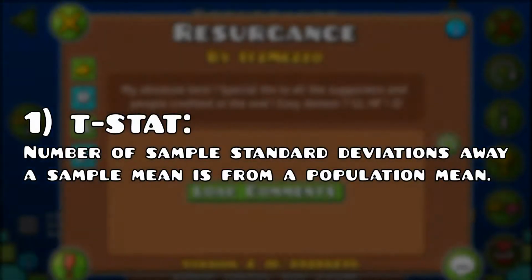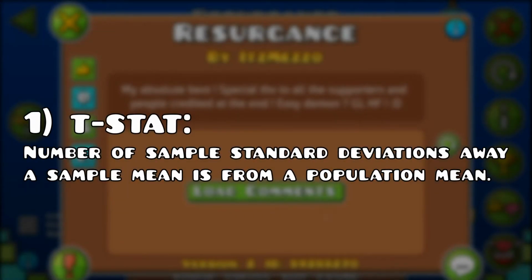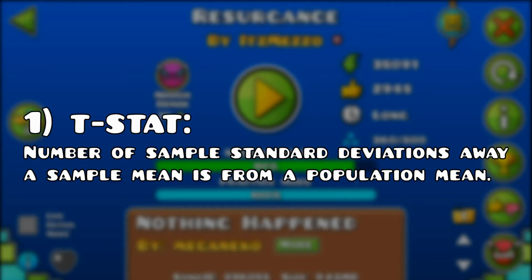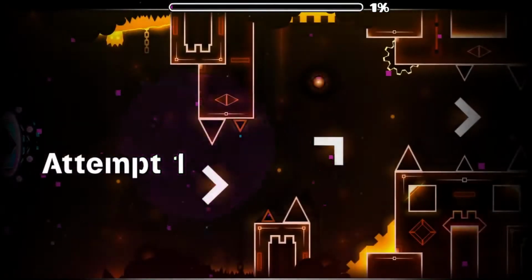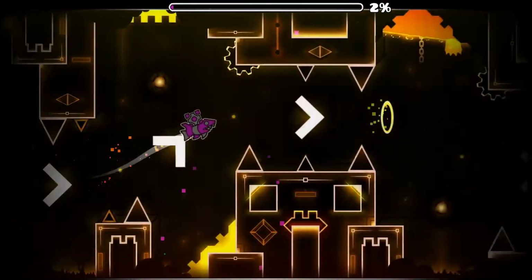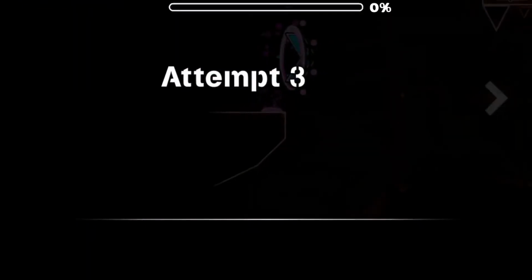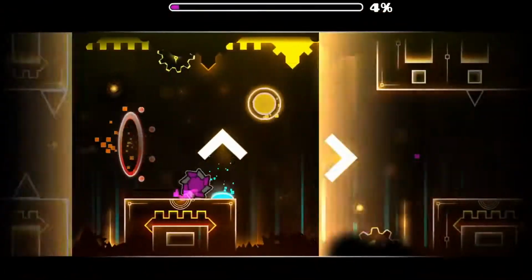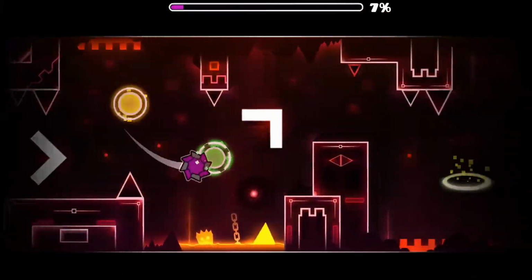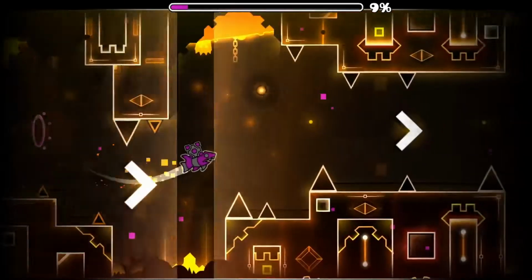First is the t-statistic or t-stat. This tells you how many sample distribution standard deviations away a sample mean is from a population mean. A t-stat a lot further than 0 or a larger value says that the means are more different than each other. But a t-stat smaller or closer to 0 says the means are similar to each other.